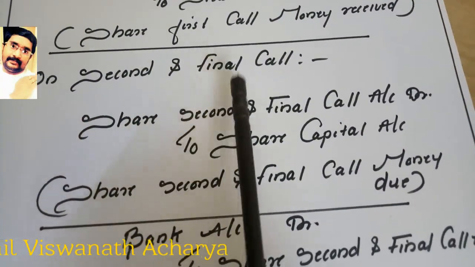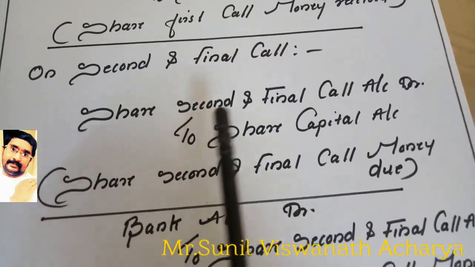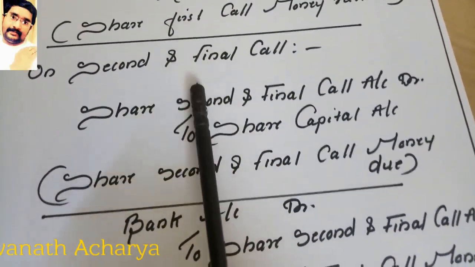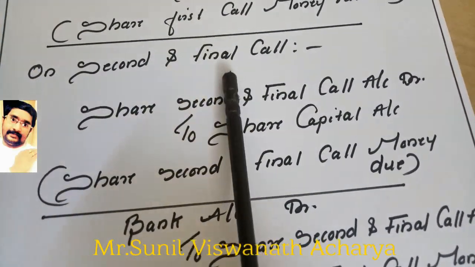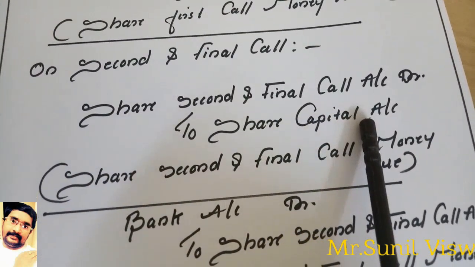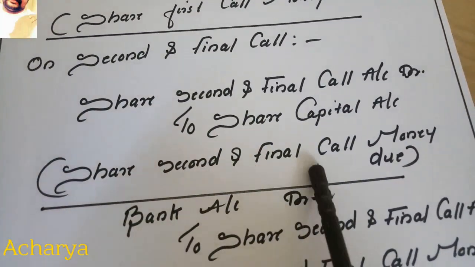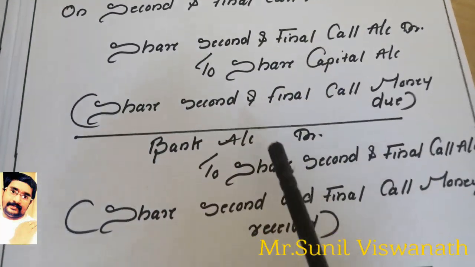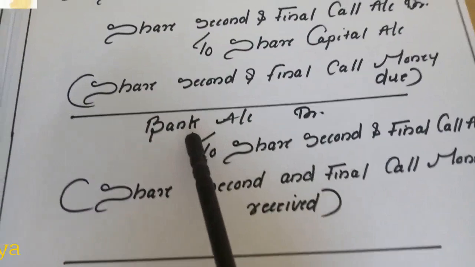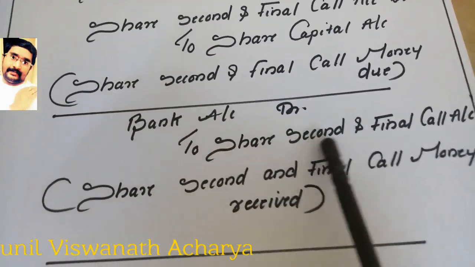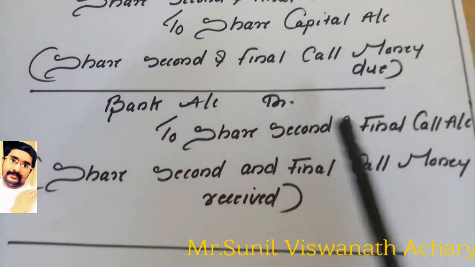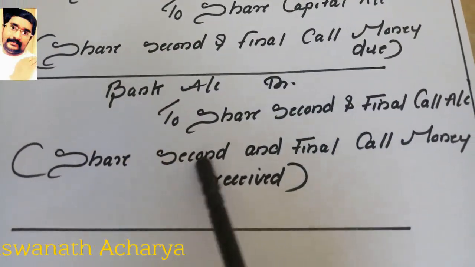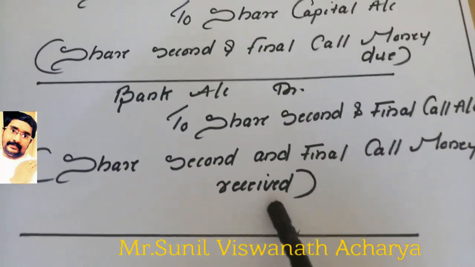Okay, so the second and final call money due entry: share second and final call account debtor to share capital, because the second installment, which here is the last installment, we will transfer to share capital account. Narration: share second and final call money due. After the due, what will we do? We will receive the last installment through the bank. So the journal is bank account debtor to share second and final call account. Narration: share second and final call money received.